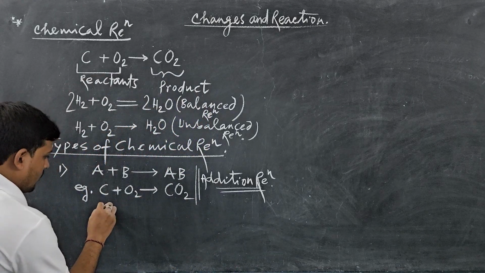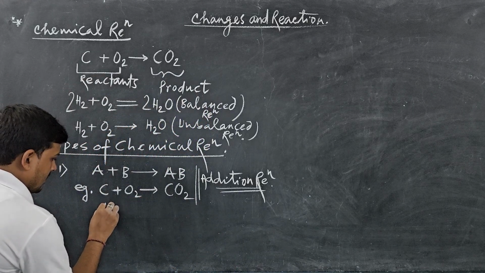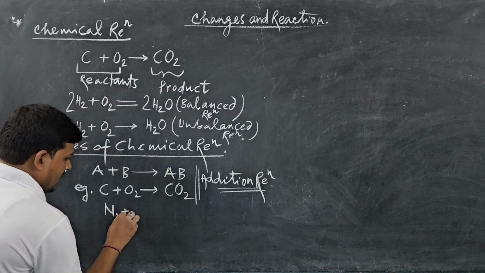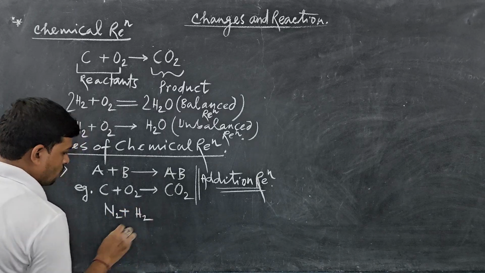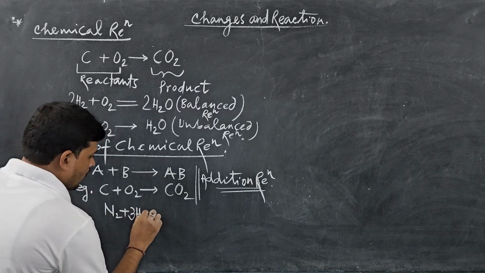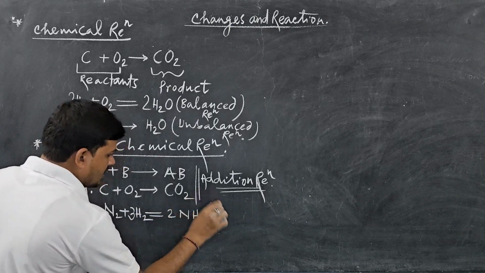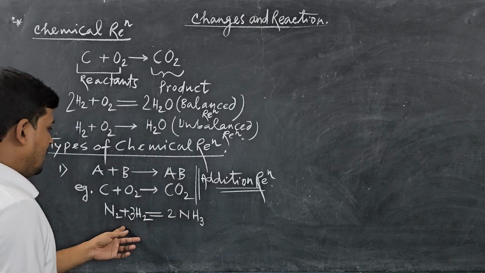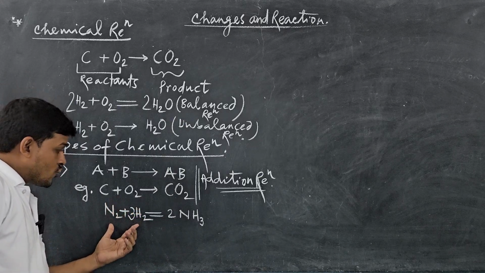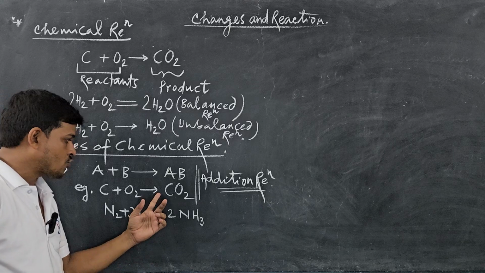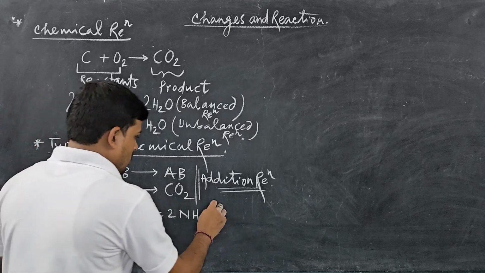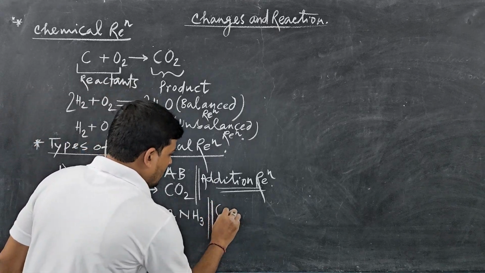And another example, let us see here, nitrogen and hydrogen chemically combine together to form ammonia. Here also nitrogen and hydrogen chemically combine together, but they are not simply added like the first one. This is one example of the combination reaction.